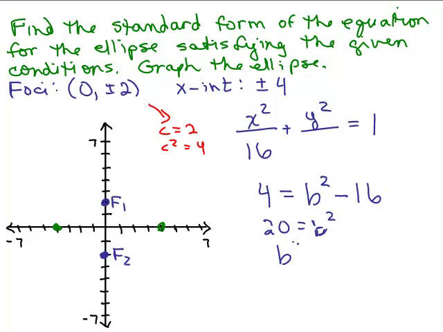Right, so if b squared is 20, then b is plus or minus the square root of 20, oops, forgot the equal sign. So on the y-axis, we have to go plus or minus the square root of 20. Now, where approximately is the square root of 20? Well, the square root of 16 is 4, and the square root of 25 is 5. So, about 4.5. So maybe it's around here.